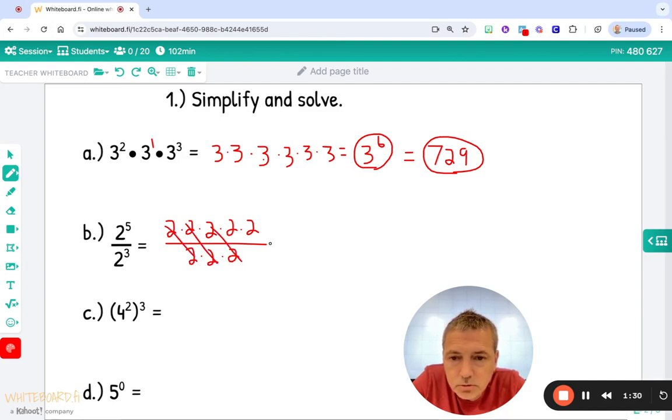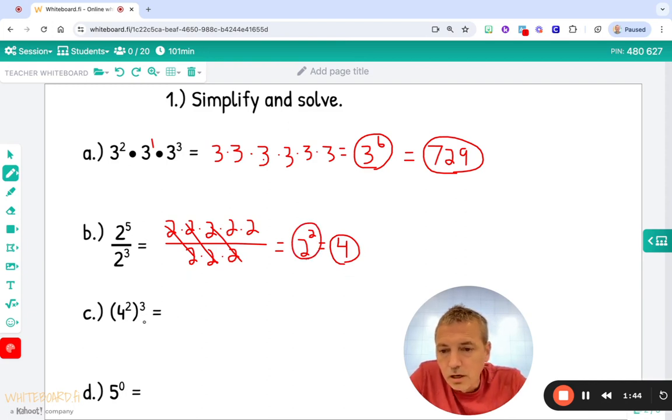Well, 2 times 2. So another way to write that would be 2 to the 2nd. And we know 2 to the 2nd is really 2 times 2, which is 4. So simplified, and then we solved it. All right, now the next one, but first, I forgot to talk about this for B. If we have the same base and we're dividing, we can subtract the exponents here. So remember that when we're dividing the same base, we can subtract the exponents.